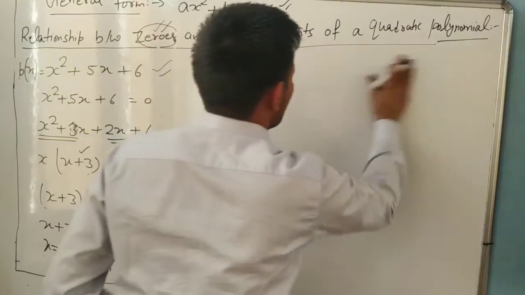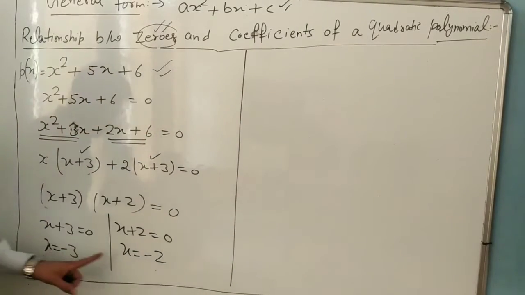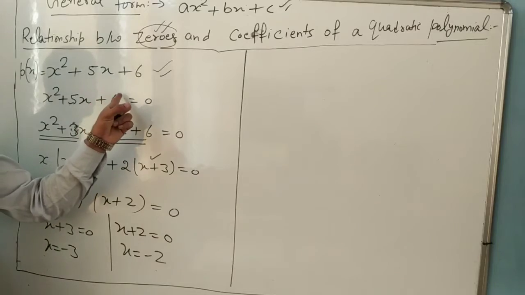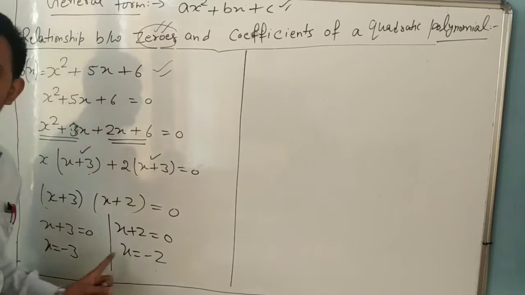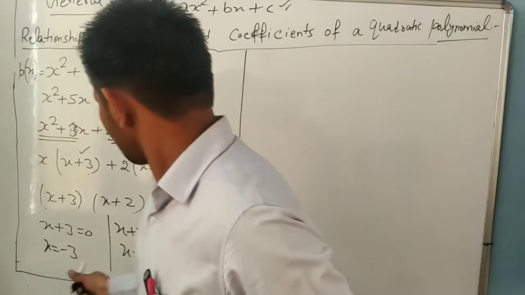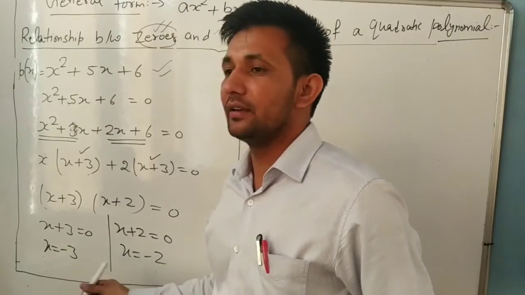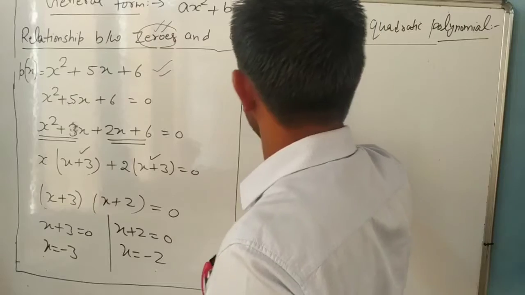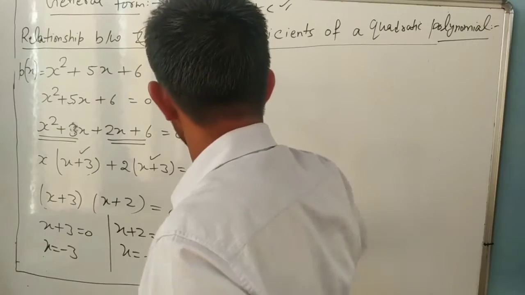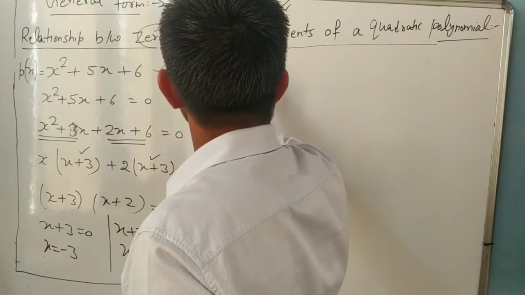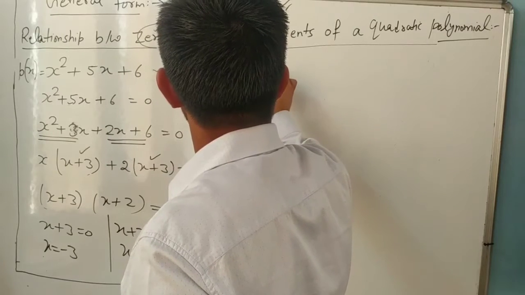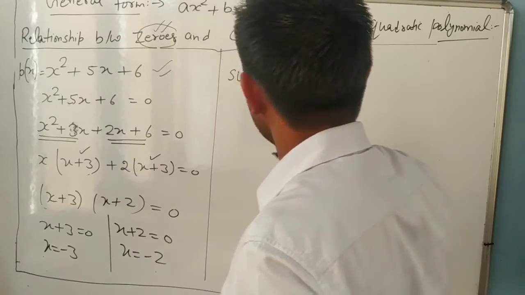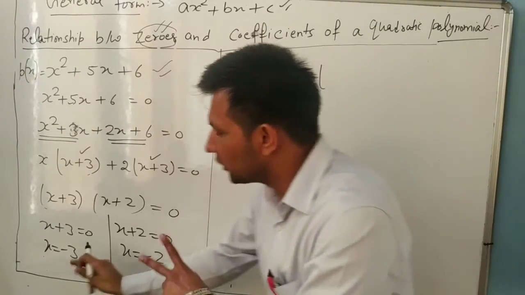Okay. Everyone knows these are the two zeros of this quadratic polynomial. But I am telling you, you can find the sum of the zeros directly. Now look at the sum of zeros. Tell me, the sum of zeros means how many zeros here?